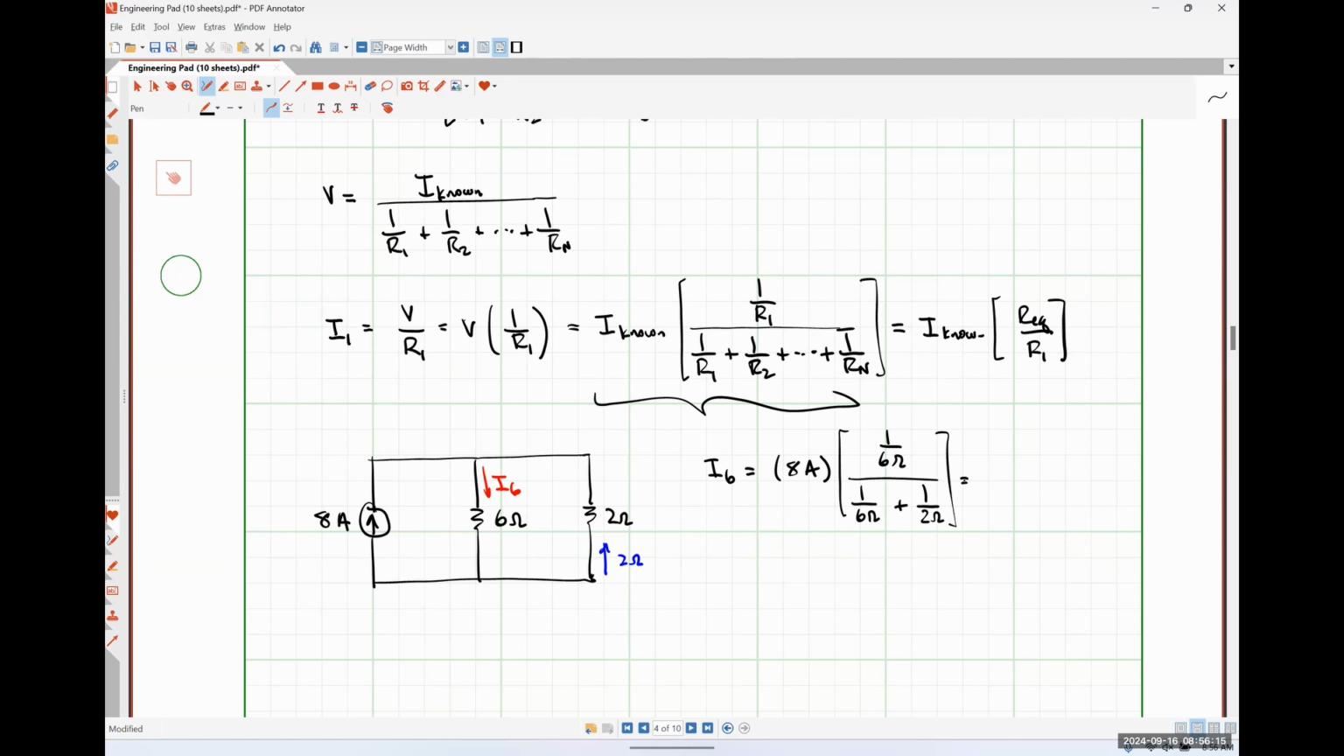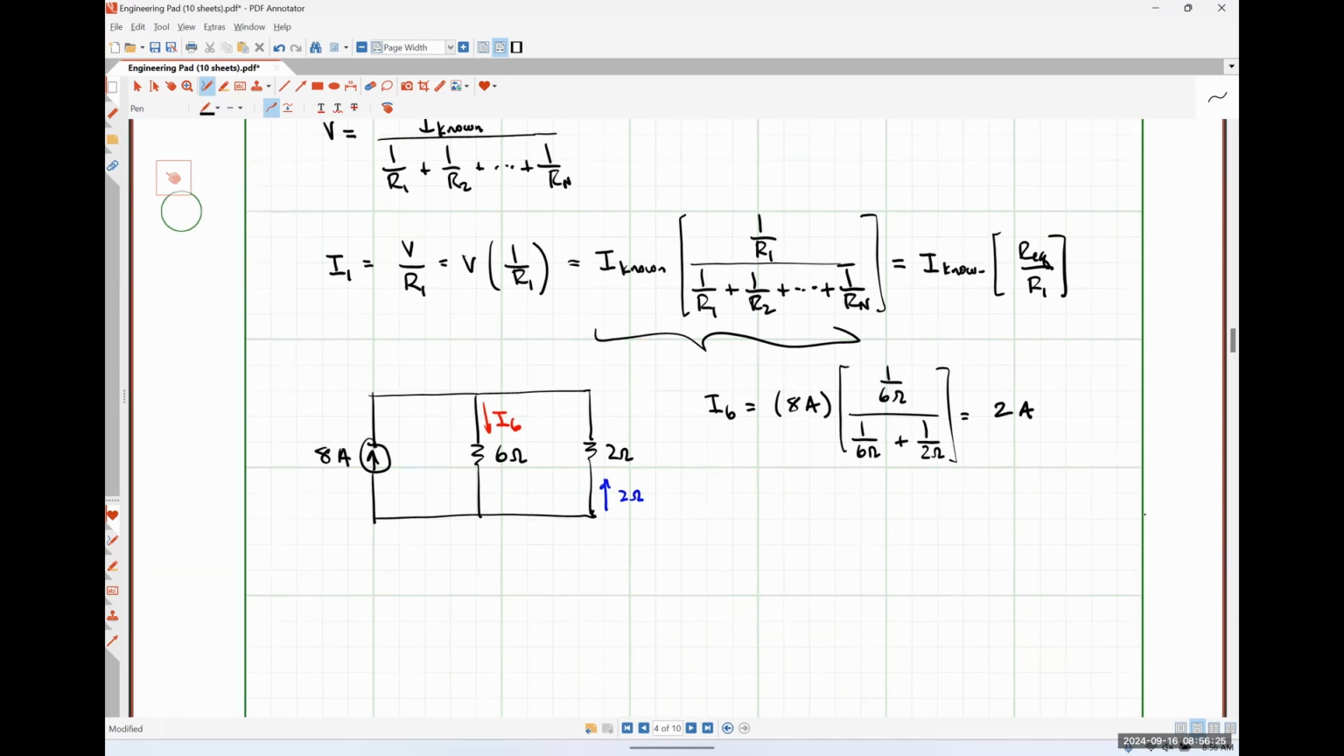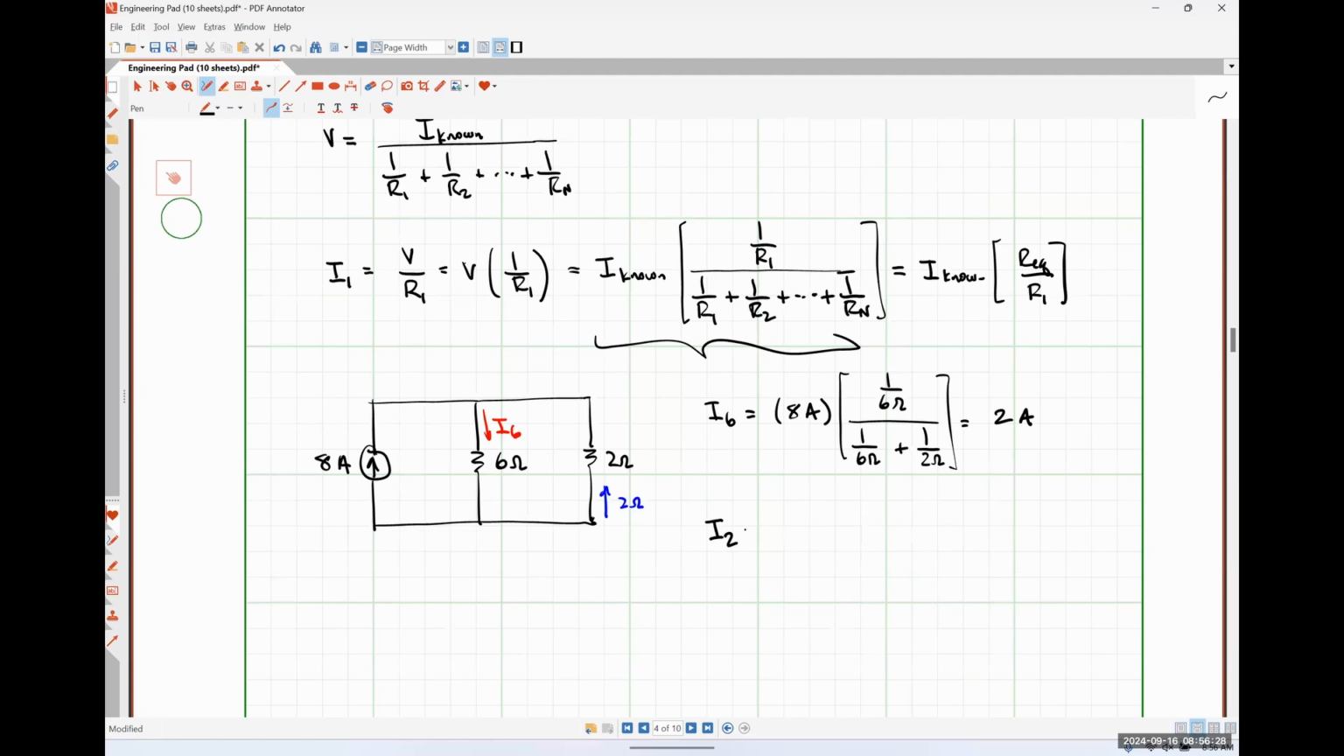Let me think. So 1/6 over 1/6 plus 3/6 is 1/4, times 8 is indeed 2 amps. For I2, it's going to be something pretty similar: 8 amps times 1 over 2 ohms divided by 1 over 6 ohms plus 1 over 2 ohms. But I need to remember to include a negative sign here because my 2 ohm resistor current is flowing opposite the direction that I would expect, right?